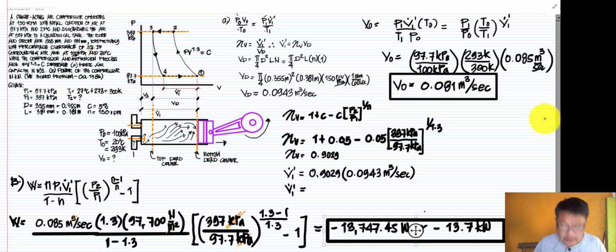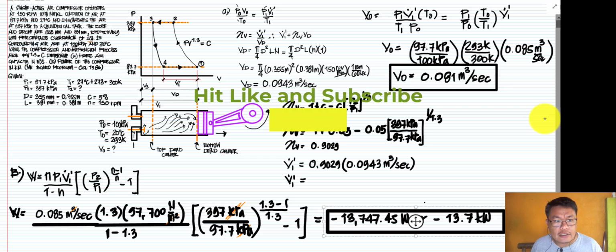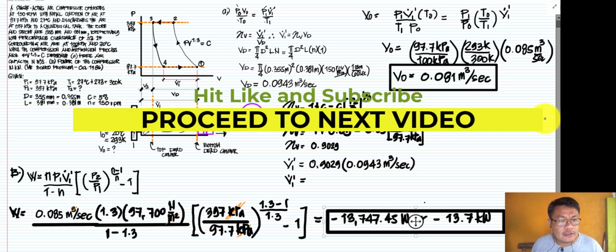Okay, so at the top, that ends my solution. Okay, I hope it helps you to fully understand the solving of compressors.